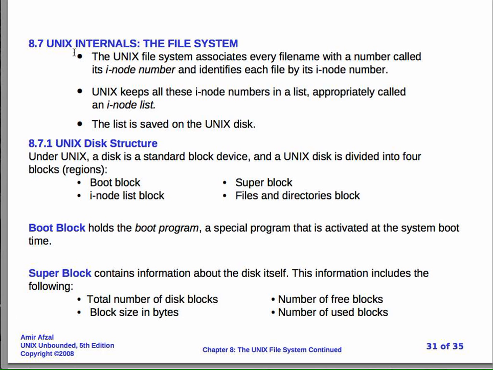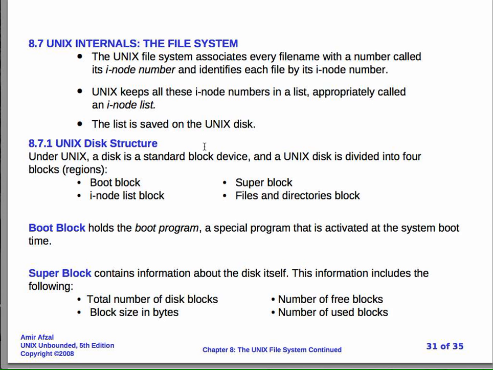So this is details about the file system. The Unix file system associates every file name with a number called its inode number and identifies each file by its inode number. That's how it keeps everything separate. Unix keeps all these inode numbers in a list. It's called an inode list. This is on every disk drive or hard drive. This list is saved on the Unix disk.